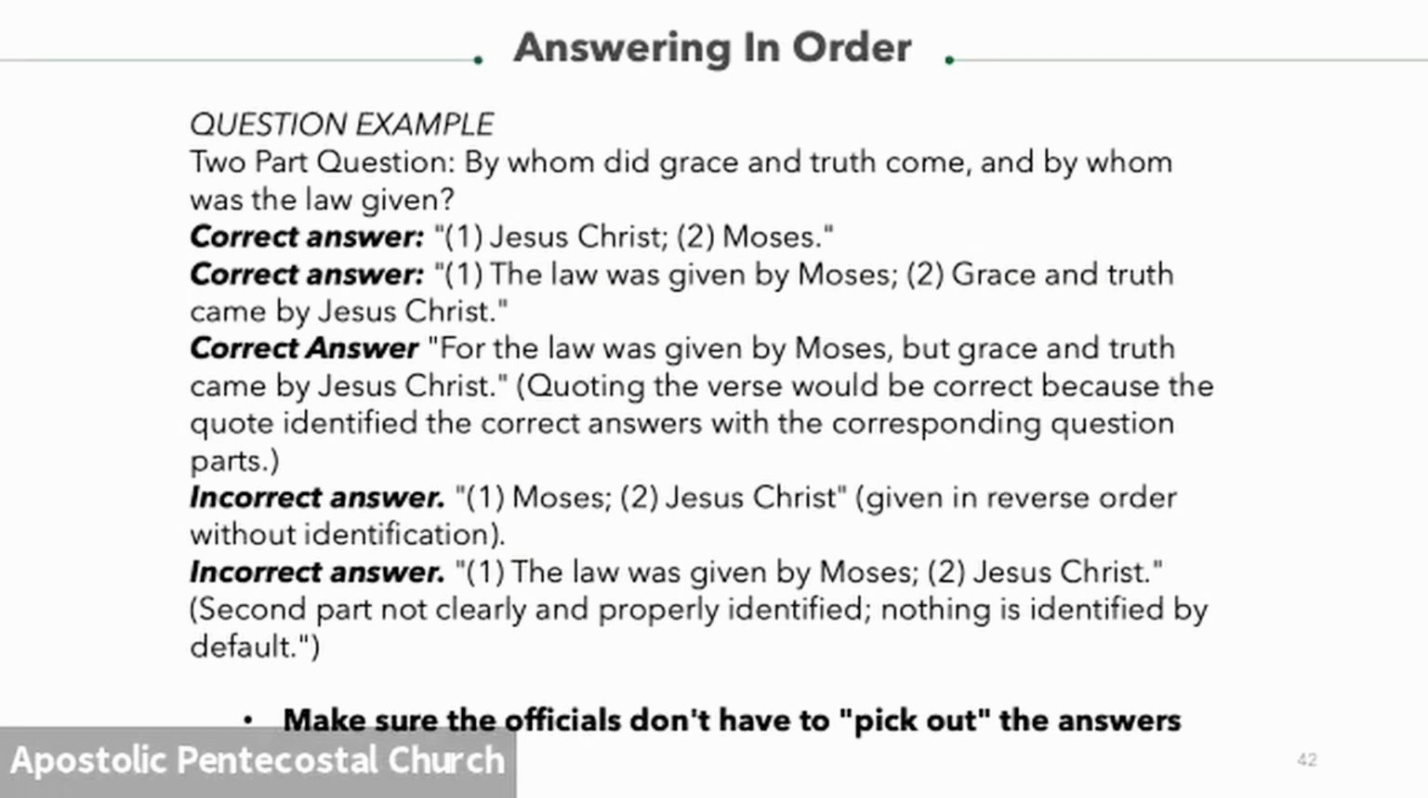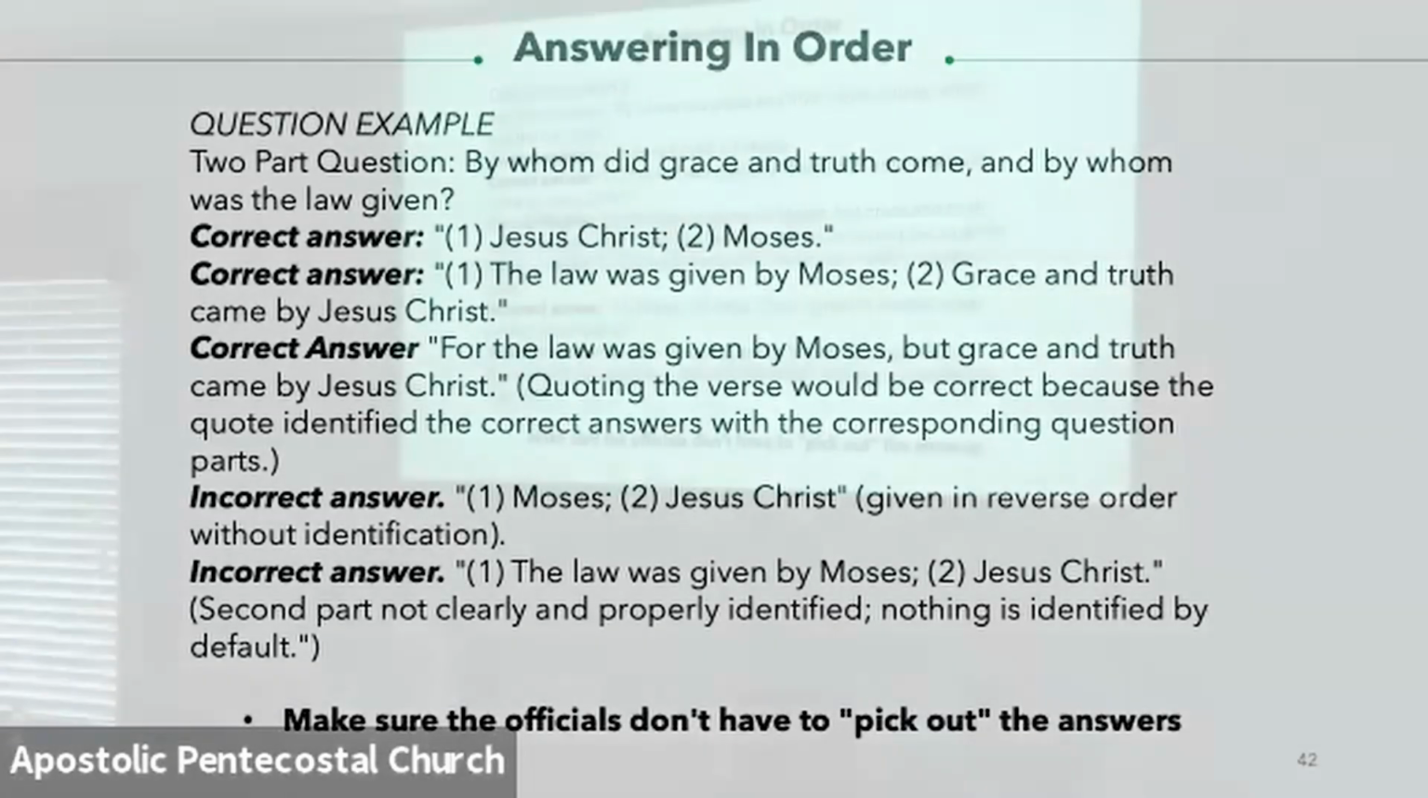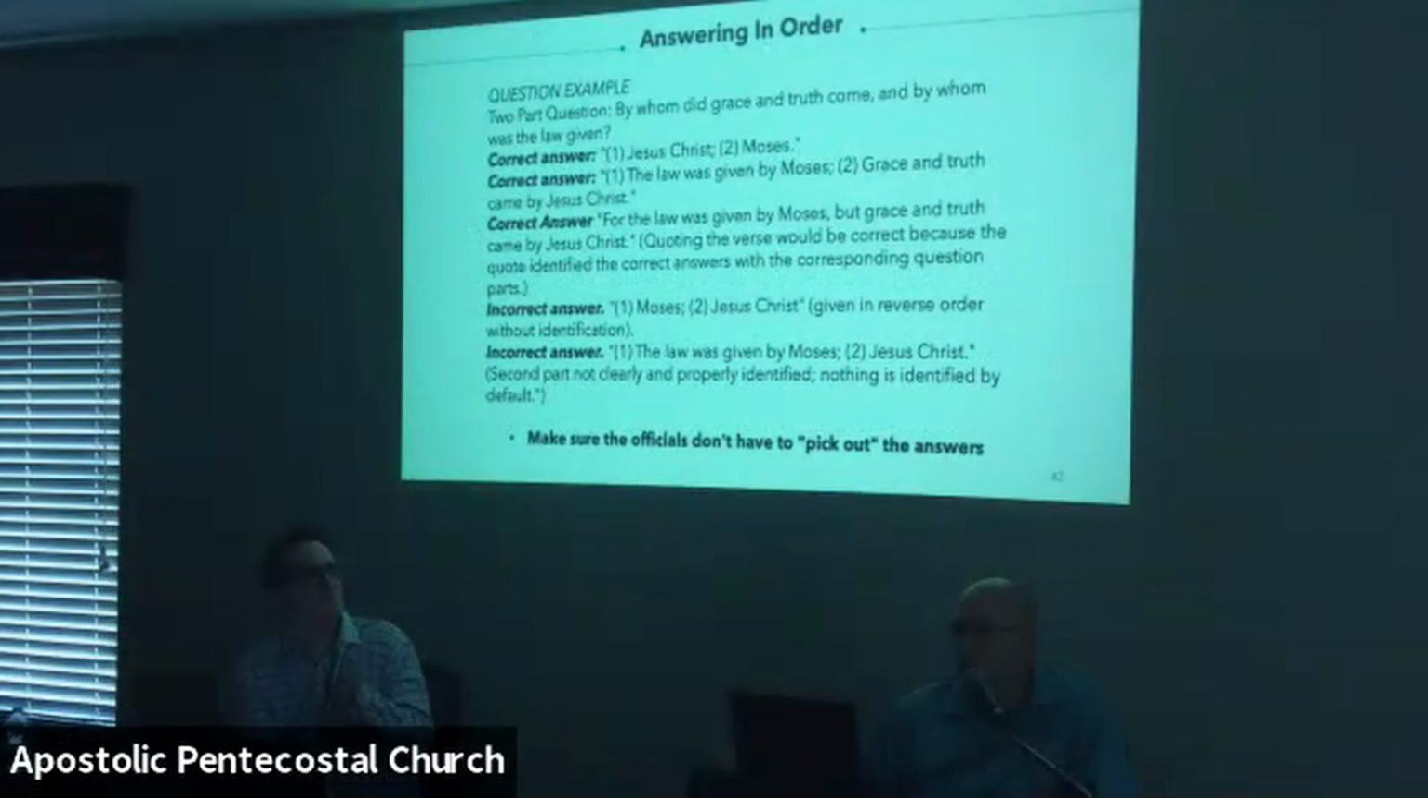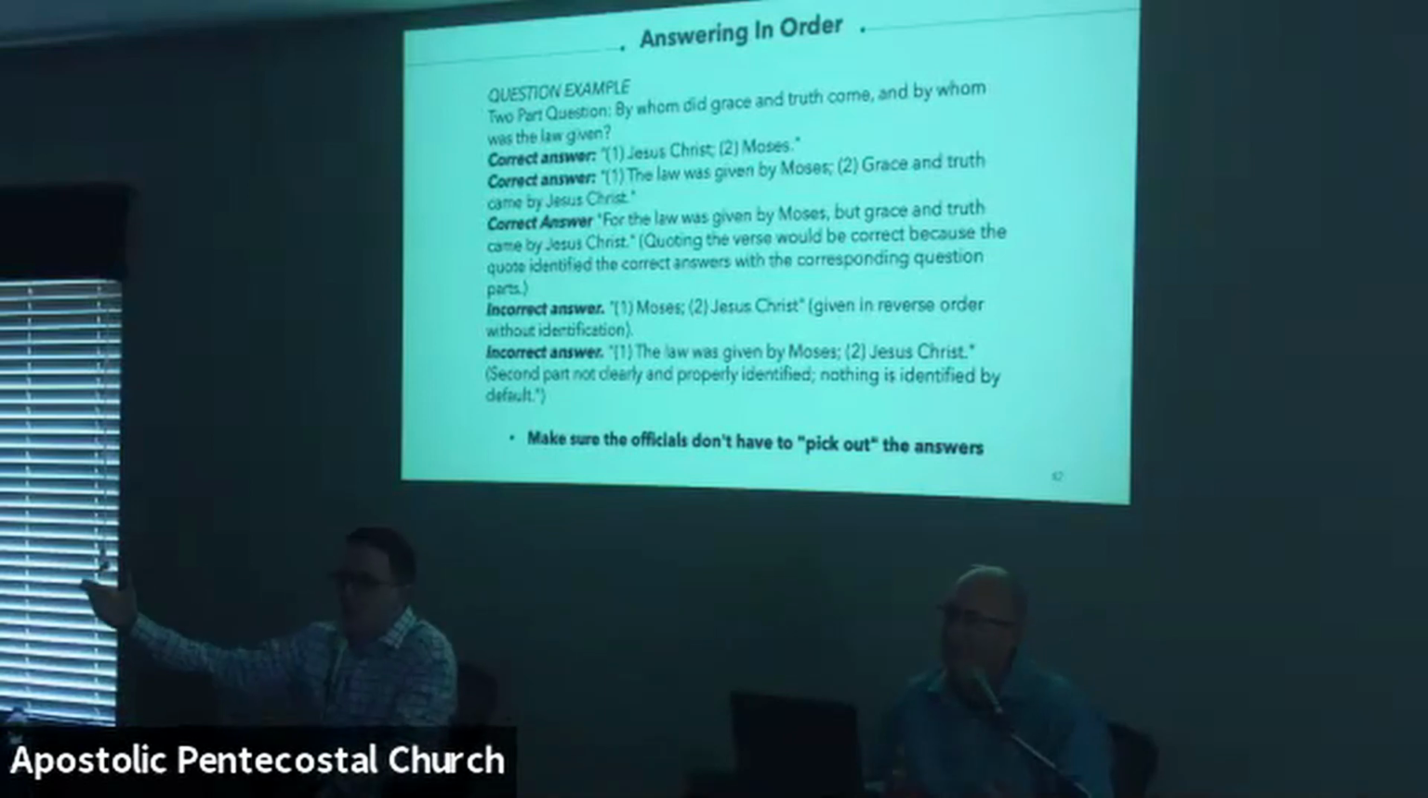Avery's saying that quizzers can fix it. Quizzers can try to fix it, but it becomes the opinion of the quizmaster whether they fixed it or not. So say you give Moses as the first answer. Moses. Right. He's saying, if you say Moses first, you can correct by saying Moses is the one that gave the law and grace and truth came by Jesus Christ. Yeah. You just have to clarify and make sure it's good. Make sure the officials don't have to pick out your answers.